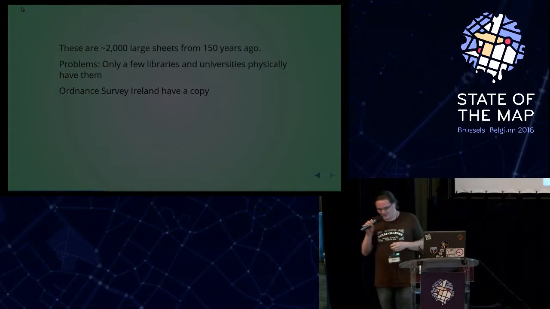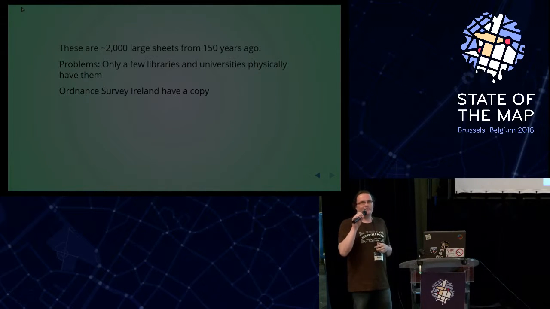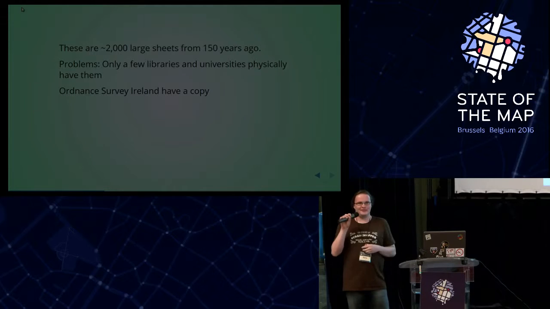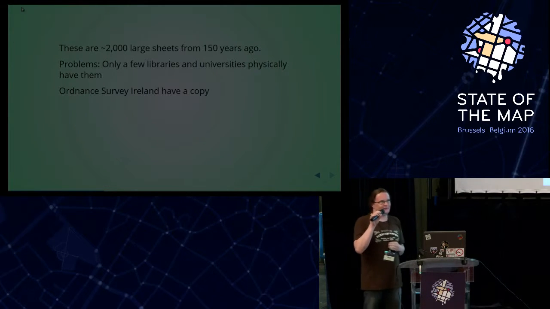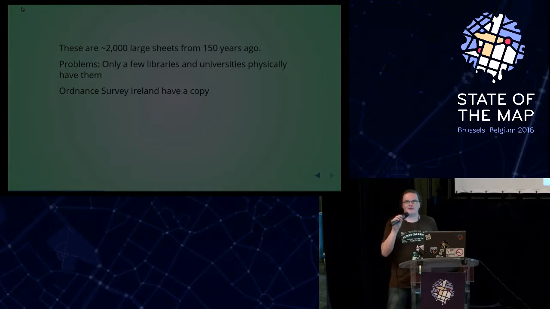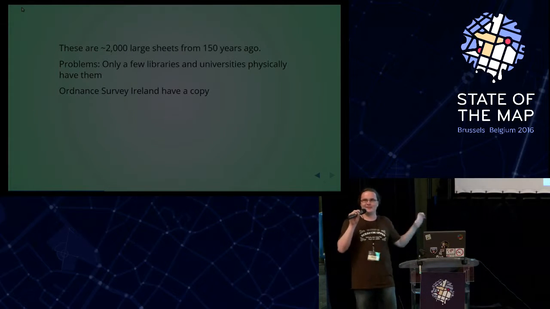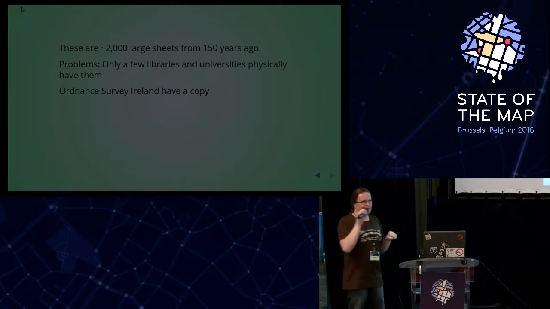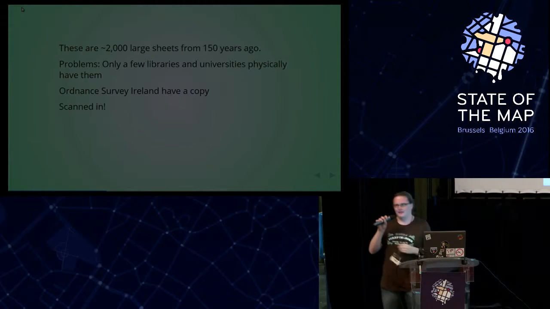So one problem with the maps is there are lots of them, obviously 1 to 10,000. So there's about 2,000 pieces of paper that are about, yay big, massive, because it was 1843, they didn't have A4. So there isn't a lot of places that physically have these maps. And if they do, it's like, hey, you know those maps from 150 years ago? Can I just take them, bring them home and do things? They don't like that.